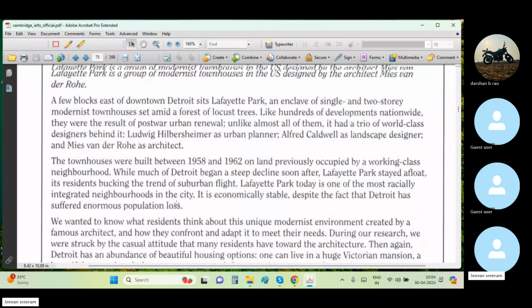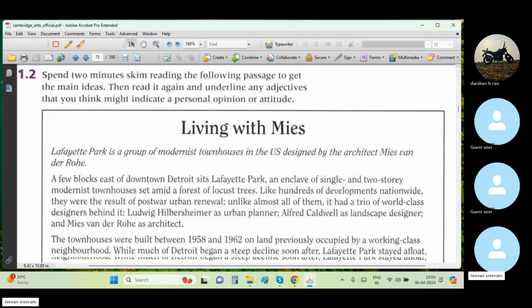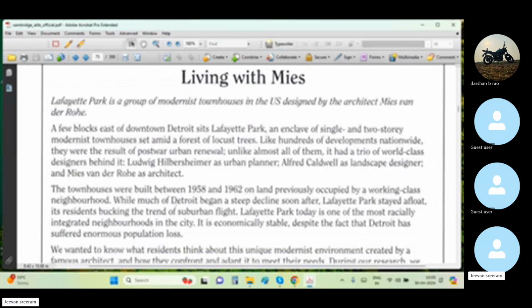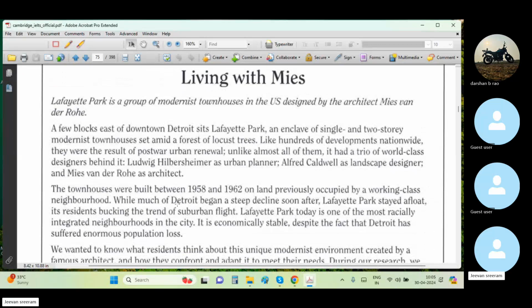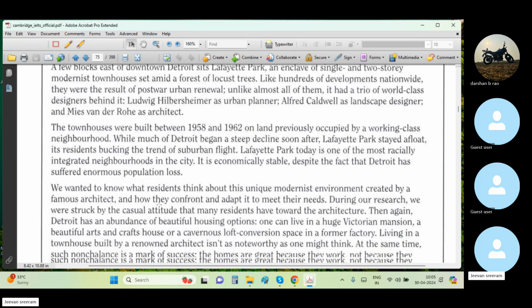Living with Mies, as I have emphasized, the difficulty level of this passage is absolutely on par with the difficulty level of the actual IELTS examination reading passages, right? Of course, the size is different. You will see 7 to 10 paragraphs, but we have only 5 paragraphs here.